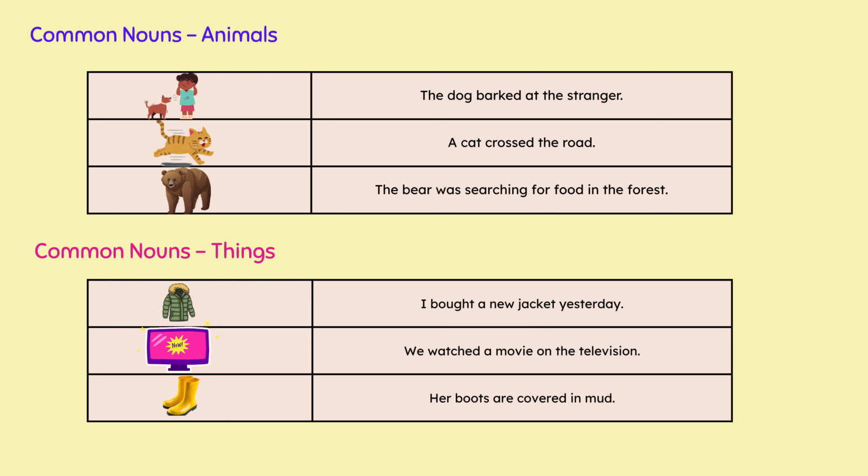Now let's look at some examples of common nouns that name things. Jacket. I bought a new jacket yesterday. Here, jacket is a general item of clothing. It's not a specific brand or name, so it's a common noun. Television. We watched a movie on the television. Television refers to the device in general, not a particular brand or model. Boots. Her boots are covered in mud. The word boots is used generally to describe a type of footwear, so it's also a common noun. All these words are common nouns because they refer to general objects, not specific ones.